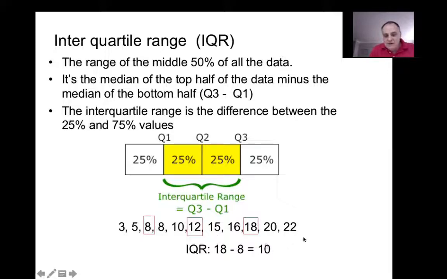And if I take these 5 and I find the middle point, which is 18, and then I subtract the 8 from the 18, that gives me the interquartile range. In this case, 18 minus 8 would be 10. And that's the interquartile range. That means roughly about what we assume 50% of all the data points would lie somewhere between 8 and 18.